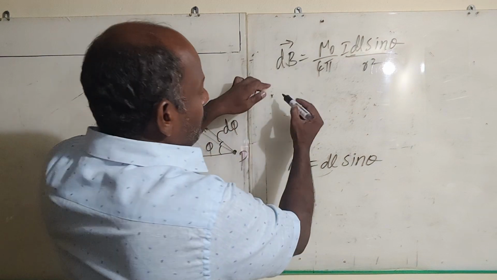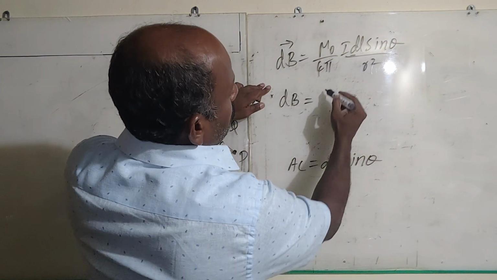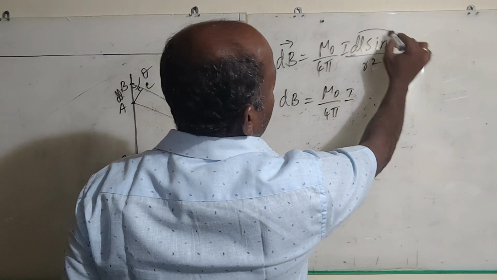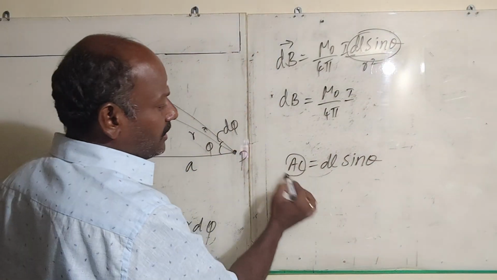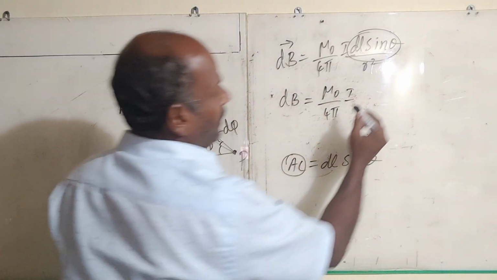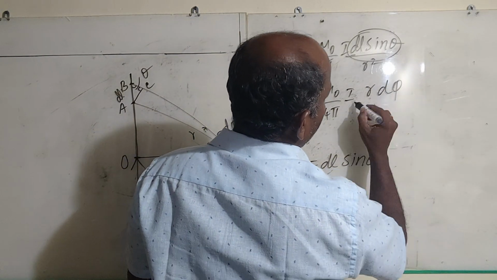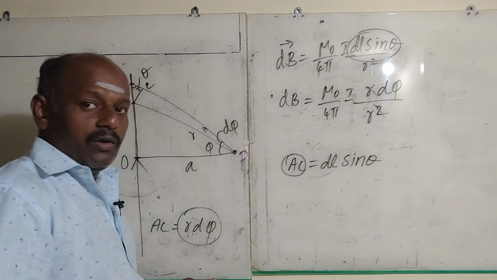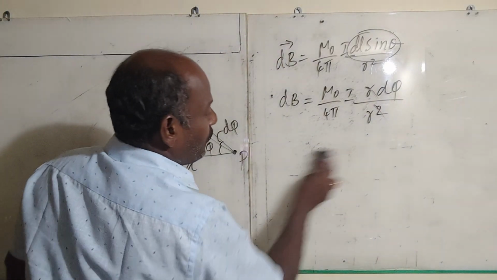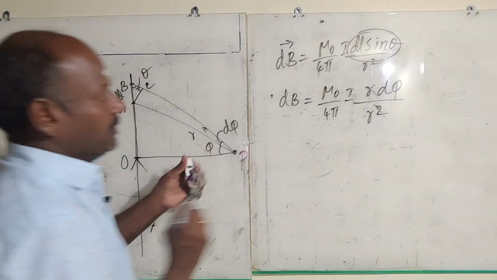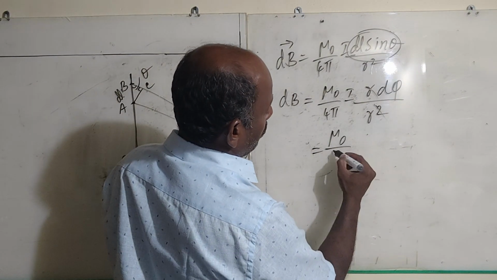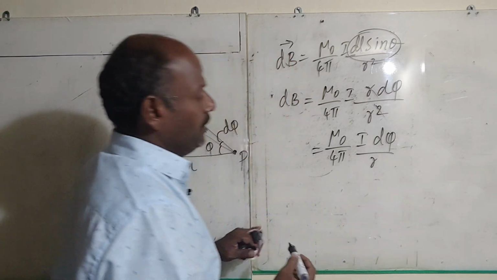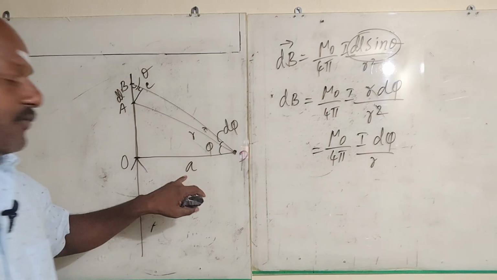So now this equation will become dB equal to mu naught by 4 pi into I. Instead of dl sin theta, I can simply write AC, and AC will be equal to R into d phi. So R d phi divided by R square. I can cancel one R with one R. So the final value will be mu naught by 4 pi into I into d phi by R. Now I have to remove this R in terms of A.